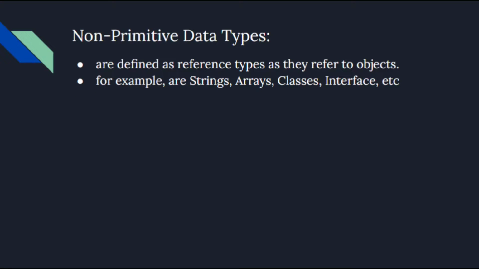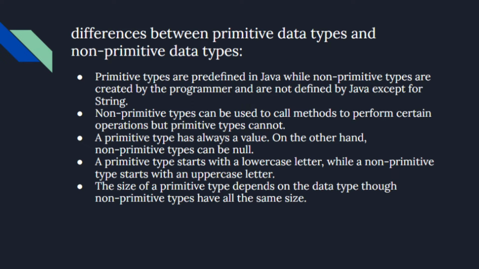Here come non-primitive data types. Non-primitive data types are defined as reference types as they refer to objects. For example, strings, arrays, classes, interfaces, etc. We will discuss strings, arrays, classes, and interfaces later. But what is the difference between primitive data types and non-primitive data types? There are some main differences between primitive data types and non-primitive data types.